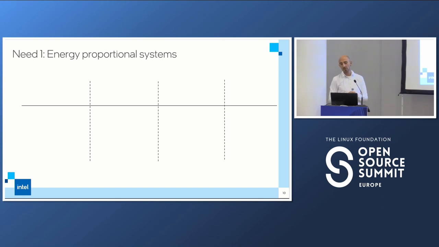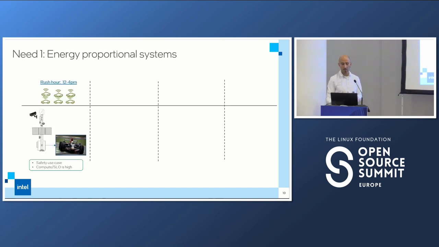So what happens in this type of deployment model when you have rush hour? You will have a high density of traffic, so you'll have to process more objects in your video analytics pipeline. For those of you who are not experts in this area, typically the load that these types of algorithms require in terms of compute is proportional to the objects that they need to process.